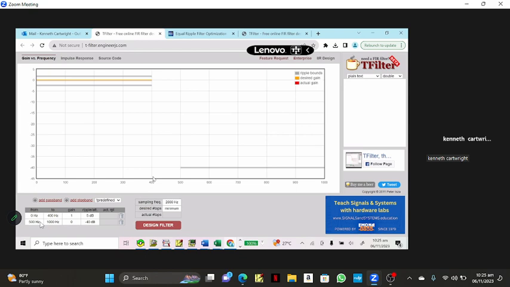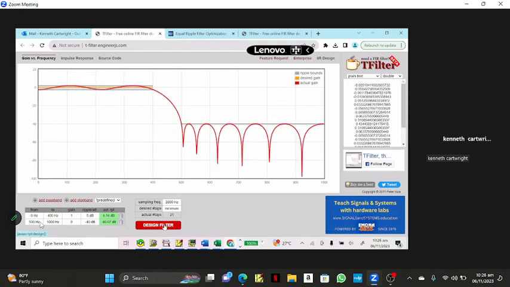And the sampling frequency is 2000. That's why the maximum frequency is 1000 hertz. And we say design the filter. And there it is. That's the designed filter. See the ripple in the pass band? It goes up actually to 4.14 dB, and so the cutoff frequency will be at negative 0.414 dB. And you see the stop band begins at 500 hertz.